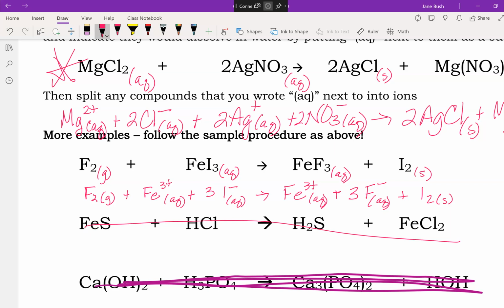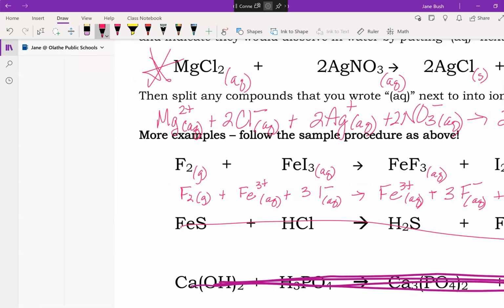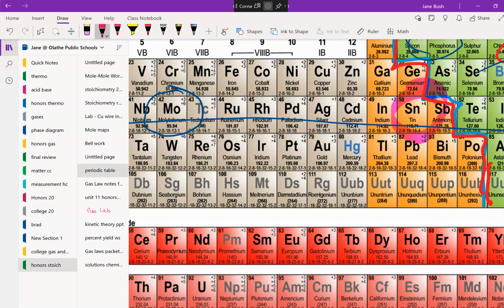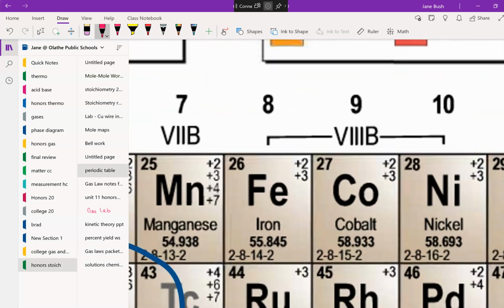But what? If you look at your periodic table, iron has 2 possible charges, a 2 or a 3. So if you have iron with 2 chlorines, now, let me rewrite it. If you have iron with 2 chlorines, chlorine is always a -1. So iron's going to be a +2. Okay?